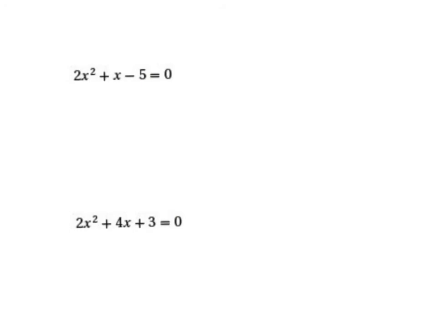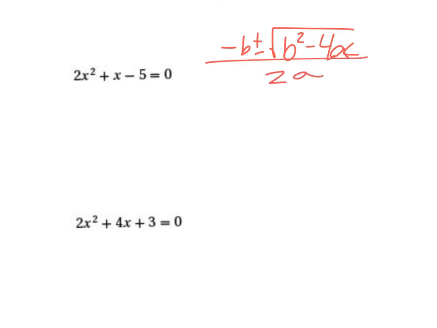Okay, so these are equations that need to be solved. They're already set equal to 0, so that's good. And I can solve using the quadratic formula. So the quadratic formula is negative b plus or minus the square root of b squared minus 4ac all over 2a. That needs to be memorized for the test.